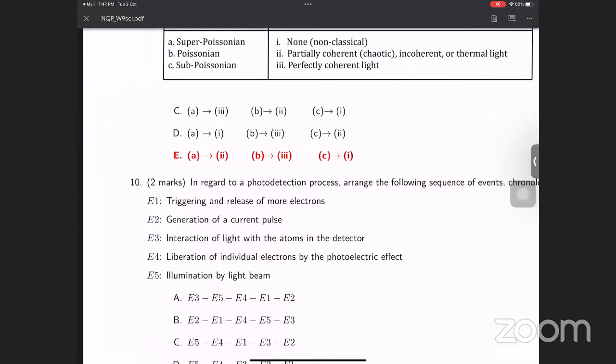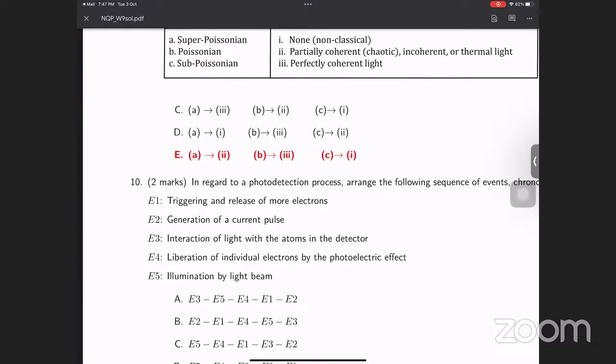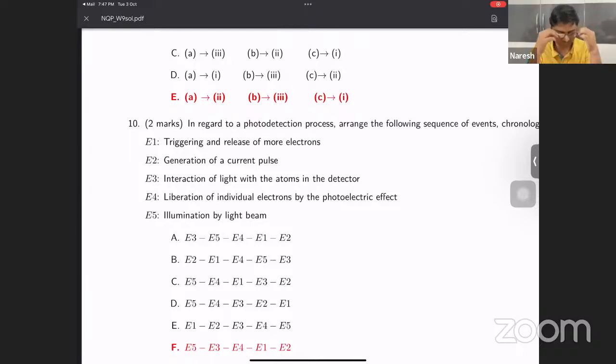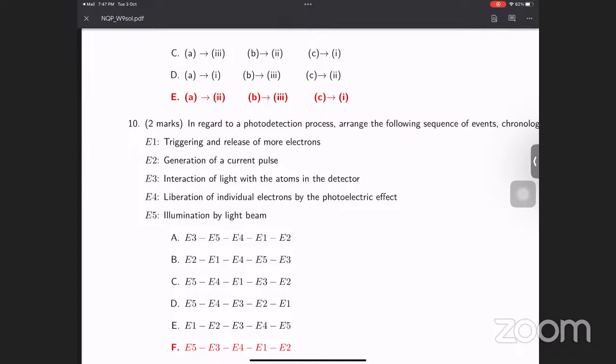After that, what happens is E4, the liberation of individual electrons by the photoelectric effect. After that, I had a confusion between E1 and E2. Which one should occur first in the electronic process that occurs in detection? Can you please explain what is happening physically here?